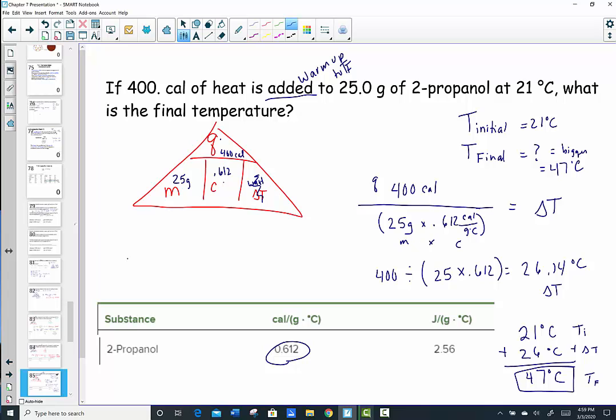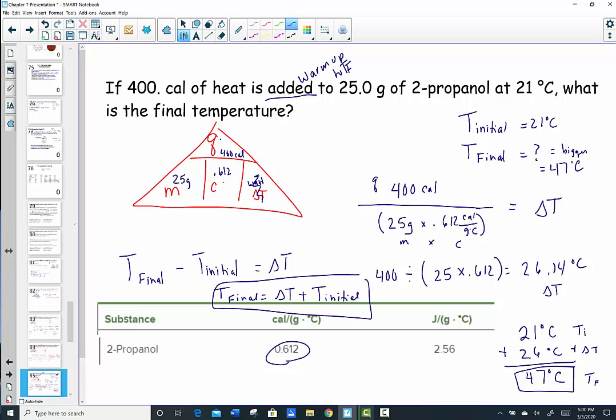We're taking the initial and adding the change to find the final. Think about what I just said there. TF minus TI is delta T. So if you just think about what we said, you're going to just rearrange that and say to find the final, it's delta T plus the initial. And that's how we found 47 degrees Celsius.